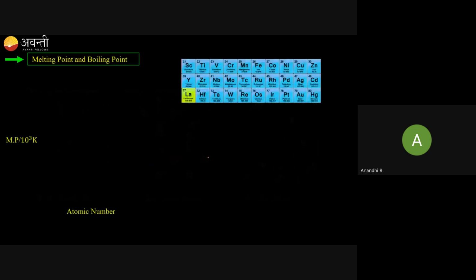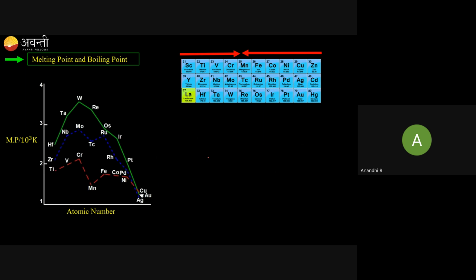So now coming to the melting point and boiling point. In the D block elements, the melting point and boiling point first increases, then it decreases. You can see the graph which is plotted between atomic number and melting point. The red colored dots are the 3D series, the blue lines are 4D elements, and the green line is your 5D element.